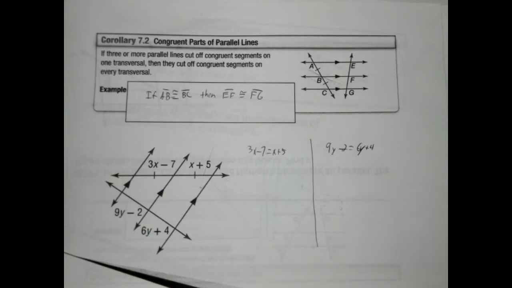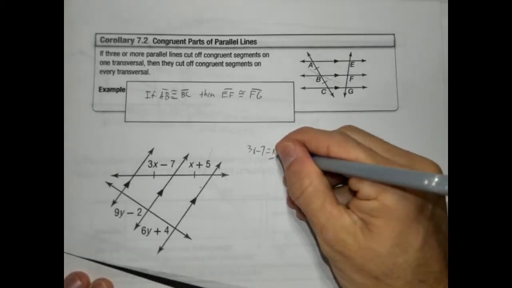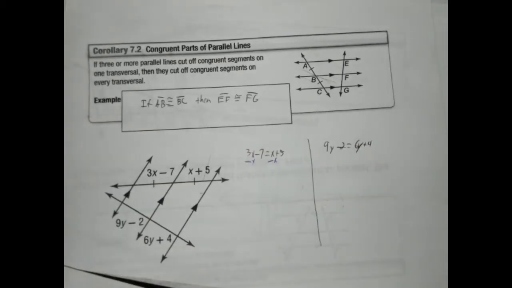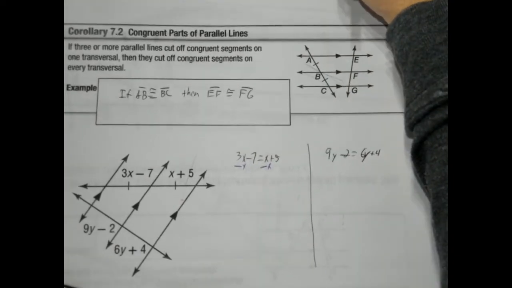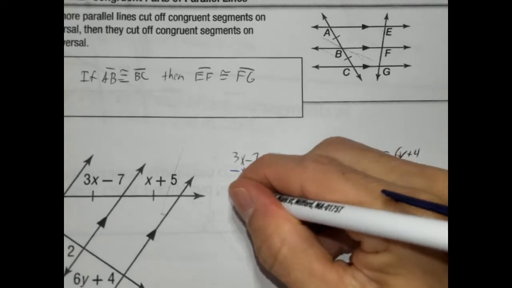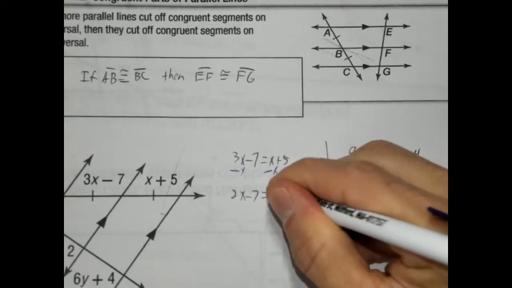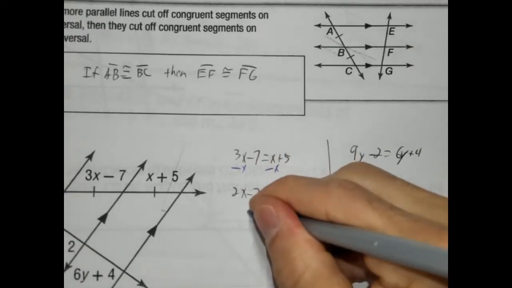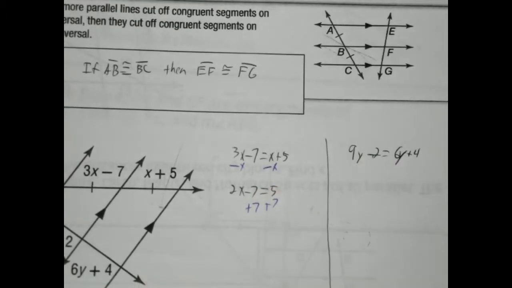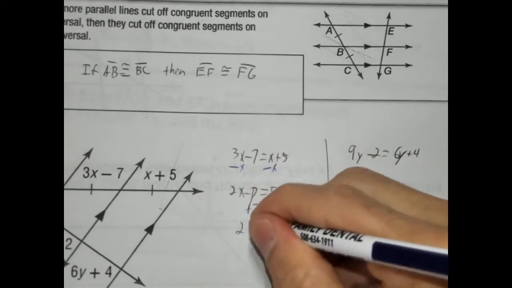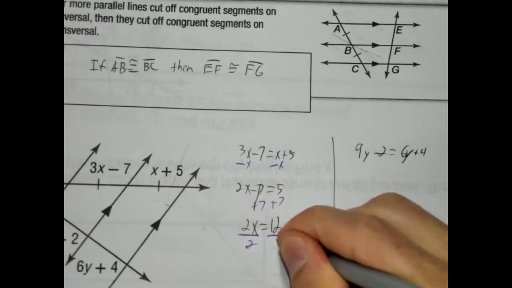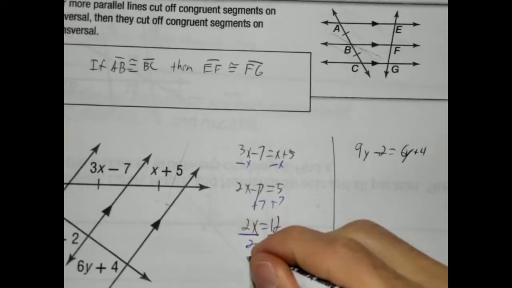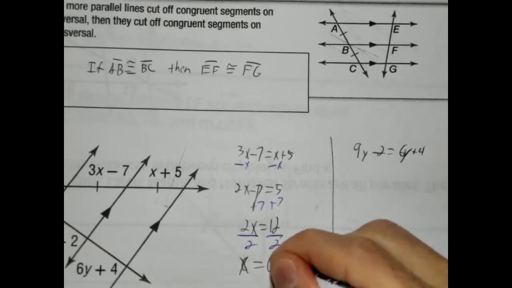Alright, so we're going to solve each one of these equations algebraically. We're going to subtract x from both sides. So 3x minus x is 2x. Let's zoom in a little more so you can see a little better. There we go. So 2x minus 7 equals 5. We're going to then add 7 to both sides, and then 2x is equal to 12. We're going to divide by 2, and x will be equal to 6.